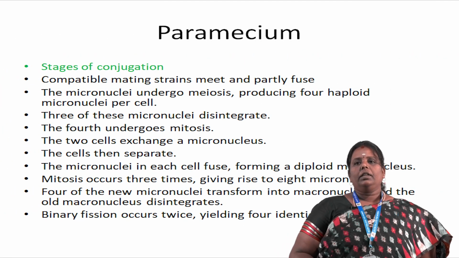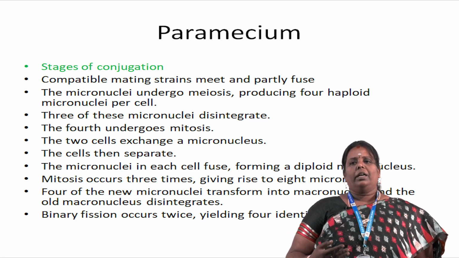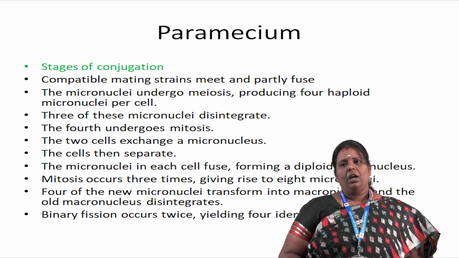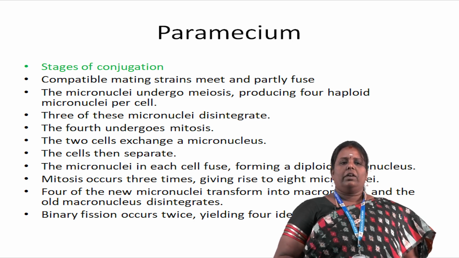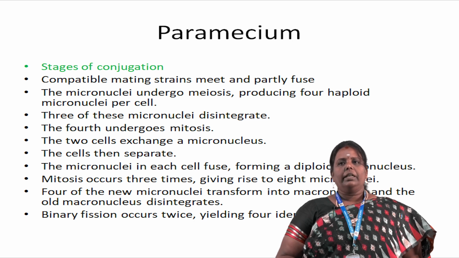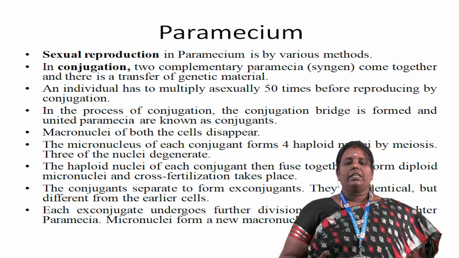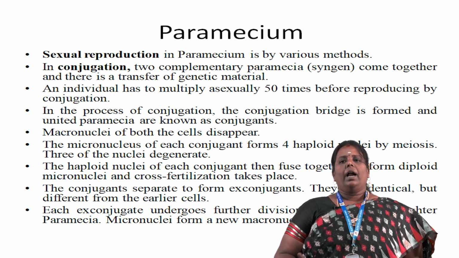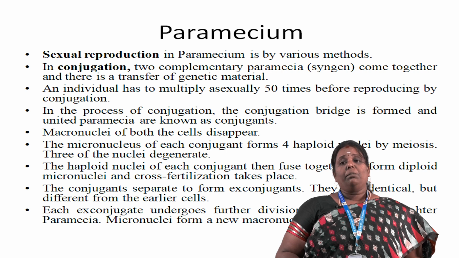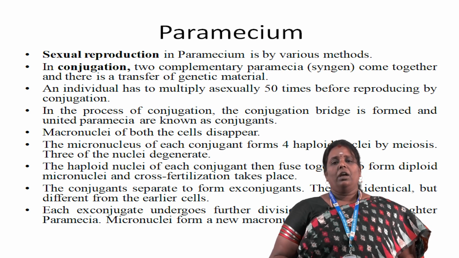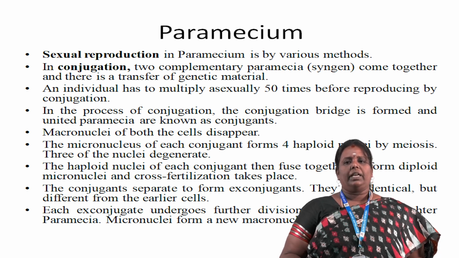Next, the stages. What are the stages? Already I told you: meiosis and disintegration of the nucleus, then mitosis; after the cells separate, the macronucleus elongates and also disintegrates, forming a new nucleus. Next, in sexual reproduction of Paramecia, the micronuclei of both cells disappear and new ones form, and the haploid nucleus of each conjugant then fuses together to form a diploid micronucleus. At that time cross fertilization also takes place. What is meant by cross fertilization? The nucleus is transferred from one body to another body; that is cross fertilization.